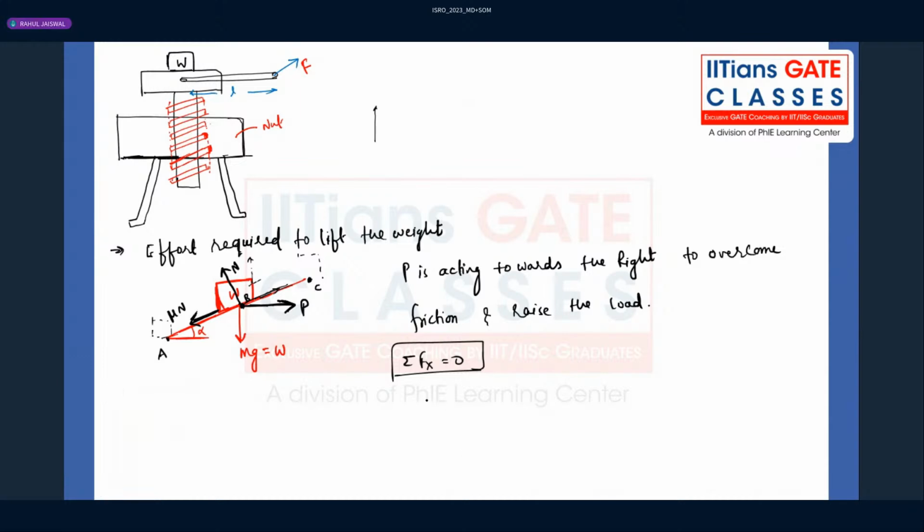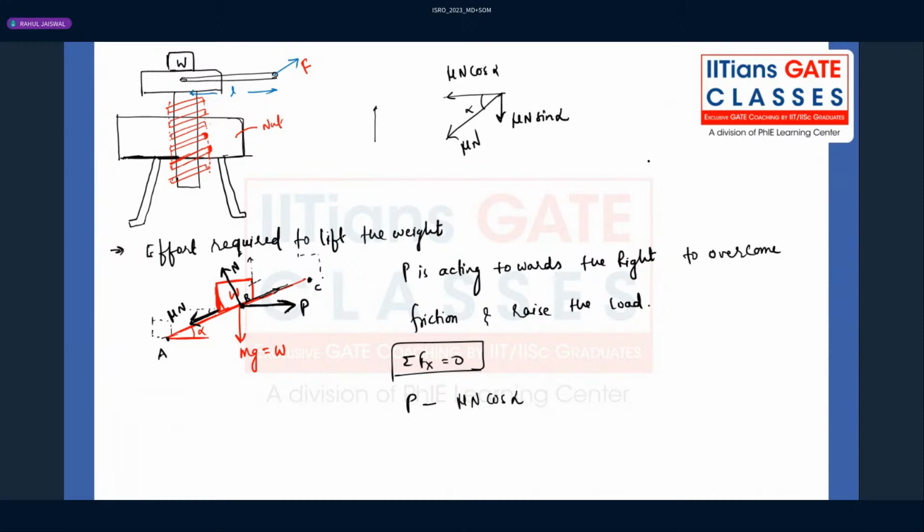Now the summation of forces in the x direction. So P minus, what should I write? Now what about this? This will also be alpha, right? Whatever the mu N is acting, it is acting like this. What is the angle? Alpha. So this component will be mu N cos alpha, and this component will be mu N sin alpha. So here you can write mu N cos alpha.